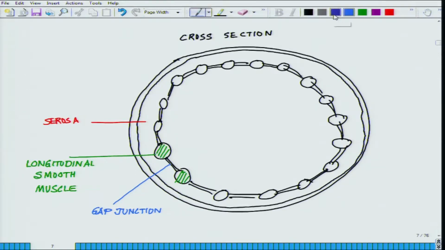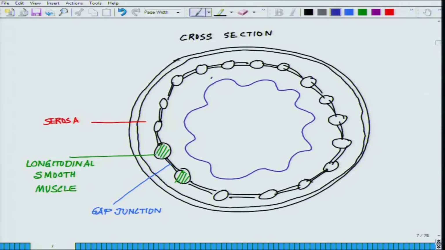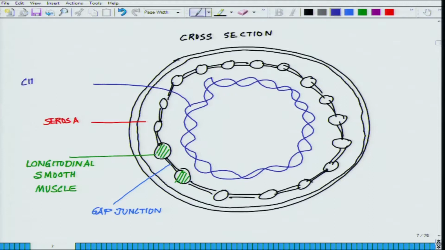Then comes the next layer, which I am going to draw now, something like this. Okay. Let me draw this, then I will tell you exactly what is the role. Okay. So, this layer, what I have drawn now, is called circular smooth muscle layer.